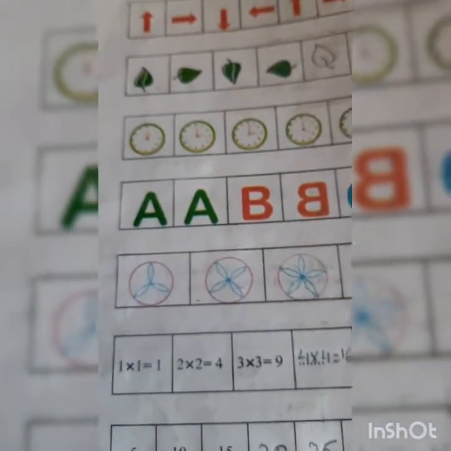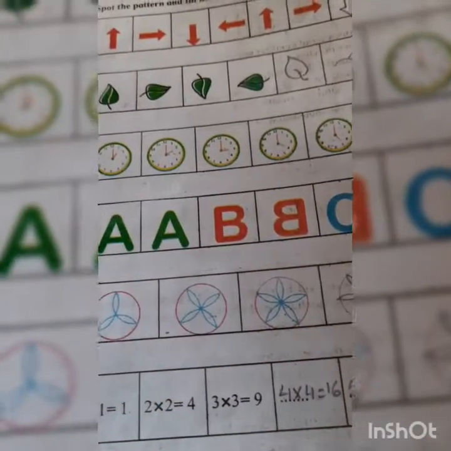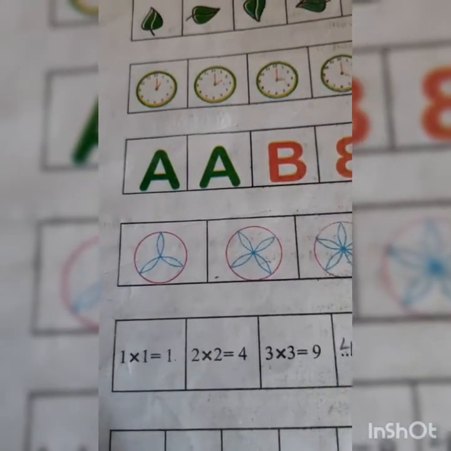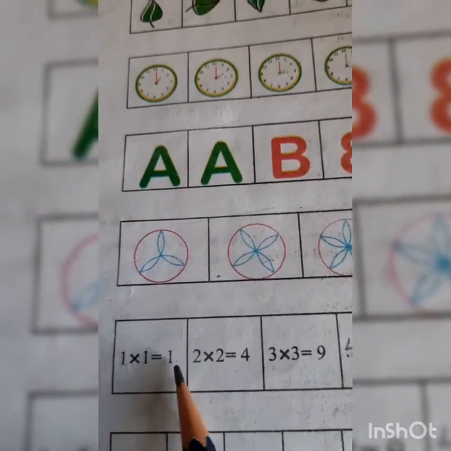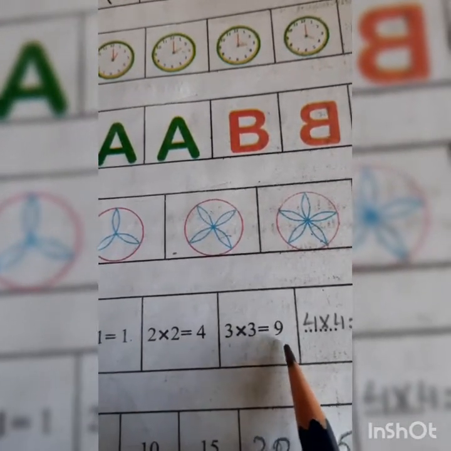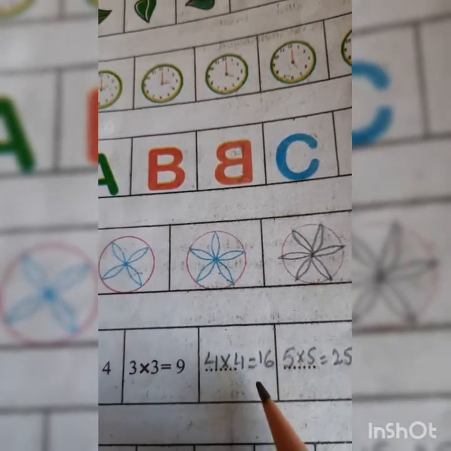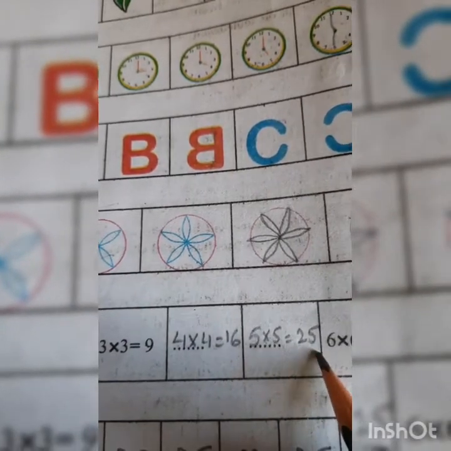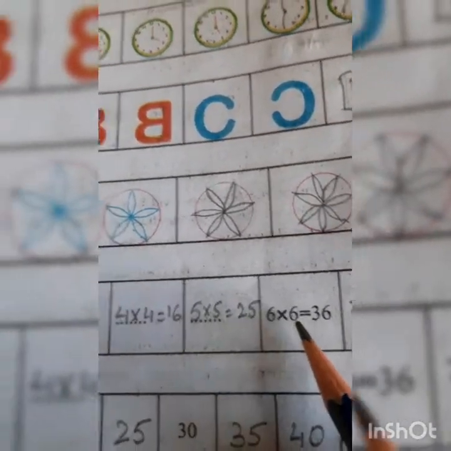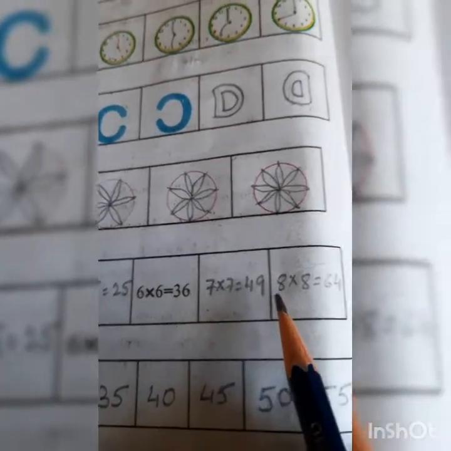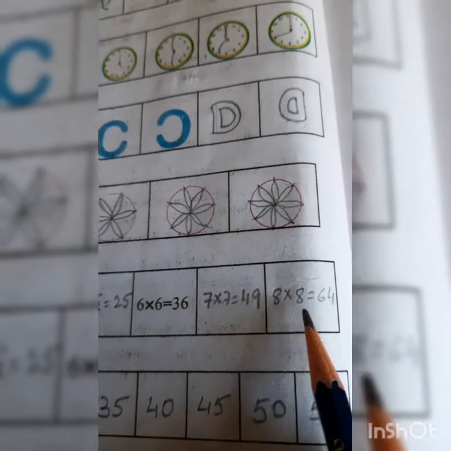Now students, we did with the help of pictures. Now we will do in numbers. Now see here 1 is given. 1 into 1 is 1. 2 into 2 is 4. 3 into 3 is 9. So next will come 4. So 4 into 4 equals 16. And 5 into 5 equals 25. 6 into 6 equals 36. 7 into 7 equals 49. 8 into 8 equals 64.